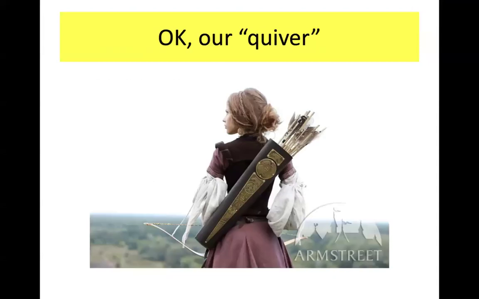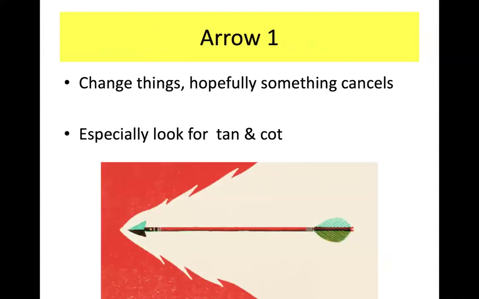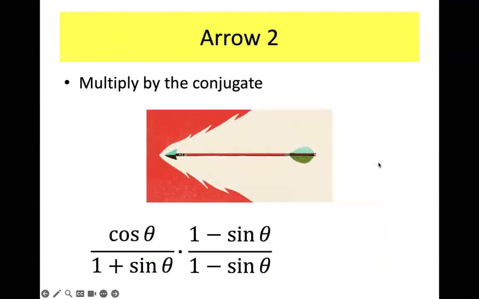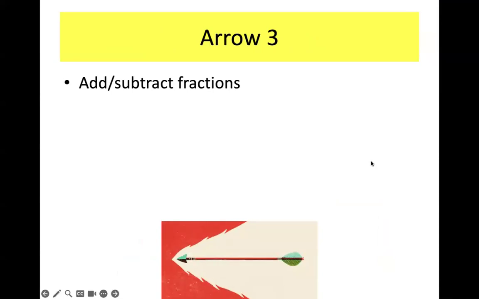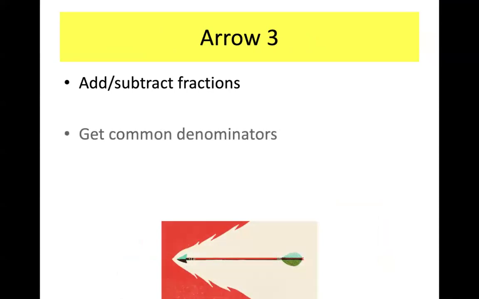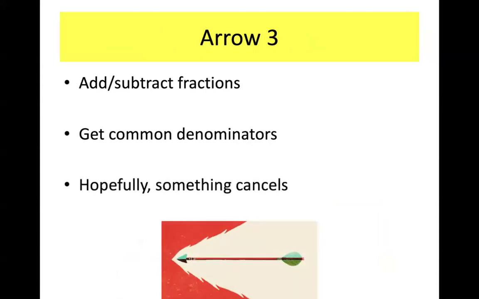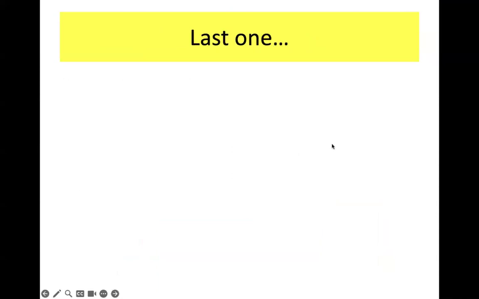Okay. All right, moving on. So we got our third arrow, right? First arrow, change something. Hopefully something cancels. Second arrow, if you can, multiply by the conjugate. And now our arrow number 3 is, hey, if you got fractions, then add or subtract them. Turn them into one fraction. One fraction is always easier to deal with than two. In the process of doing that, you got to get common denominators. Hopefully when you do that, something cancels. Generally, you typically have to change some things as well too. But when it works well.